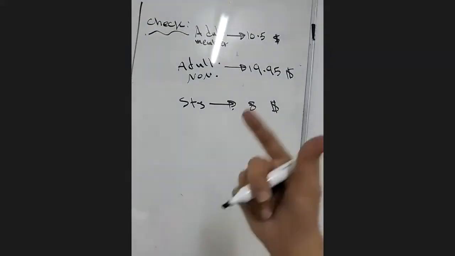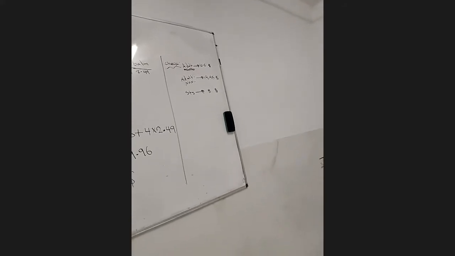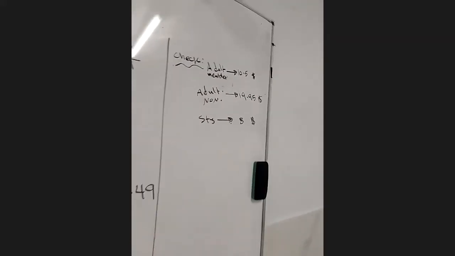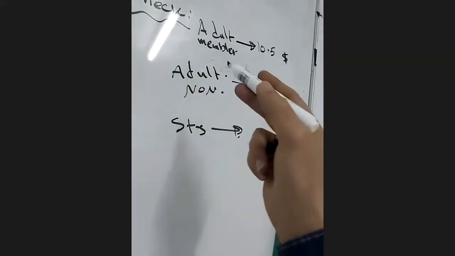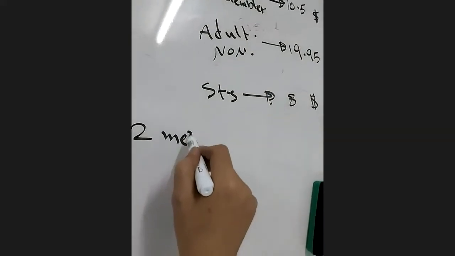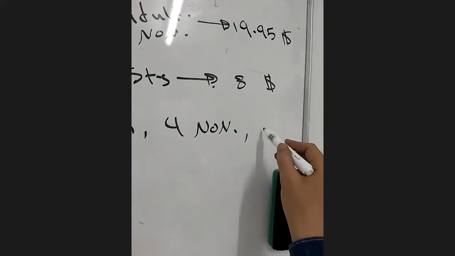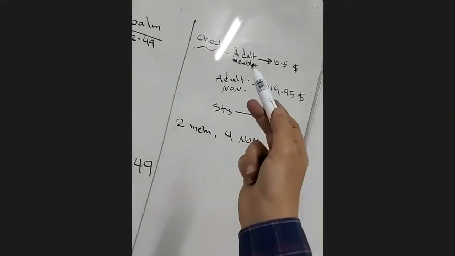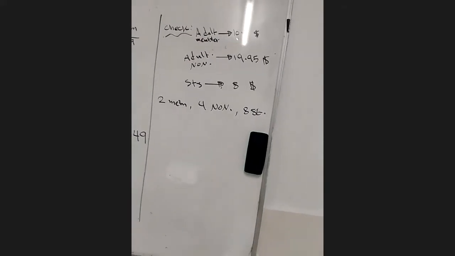Now let's read the question. Suppose 4 non-members, 2 members, and 8 students are buying tickets for the play. I have 2 members, 4 non-members, and 8 students, right? All of these people want to buy tickets.